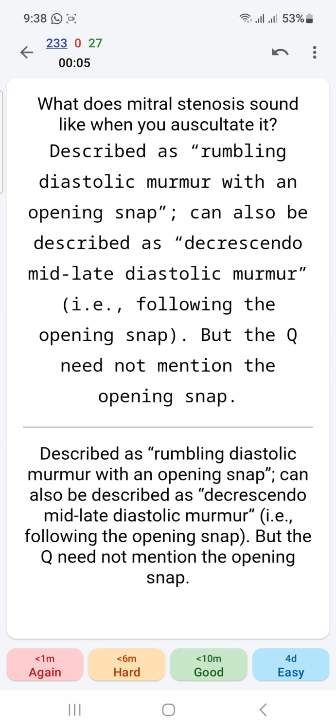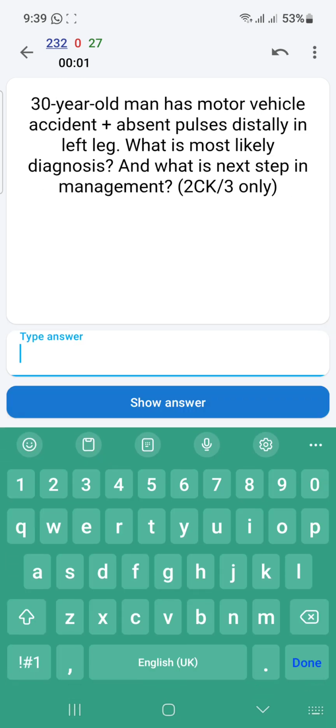Described as rumbling diastolic murmur. Rumbling. MS, rumbling diastolic murmur with an opening snap. Can also be described as decrescendo mid-late diastolic murmur following the opening snap. But the question need not mention the opening snap, because every time they mention the opening snap, I recognize it as MS. Easy peasy.